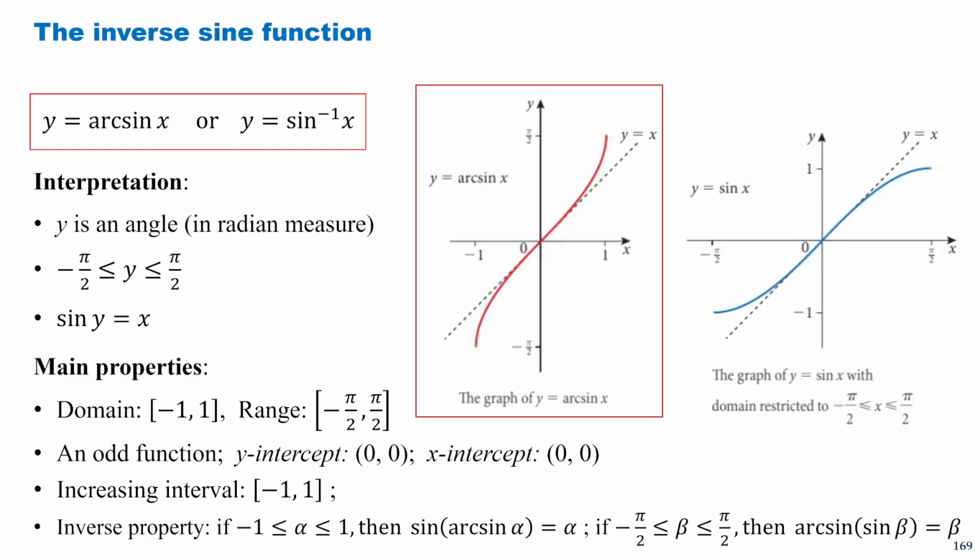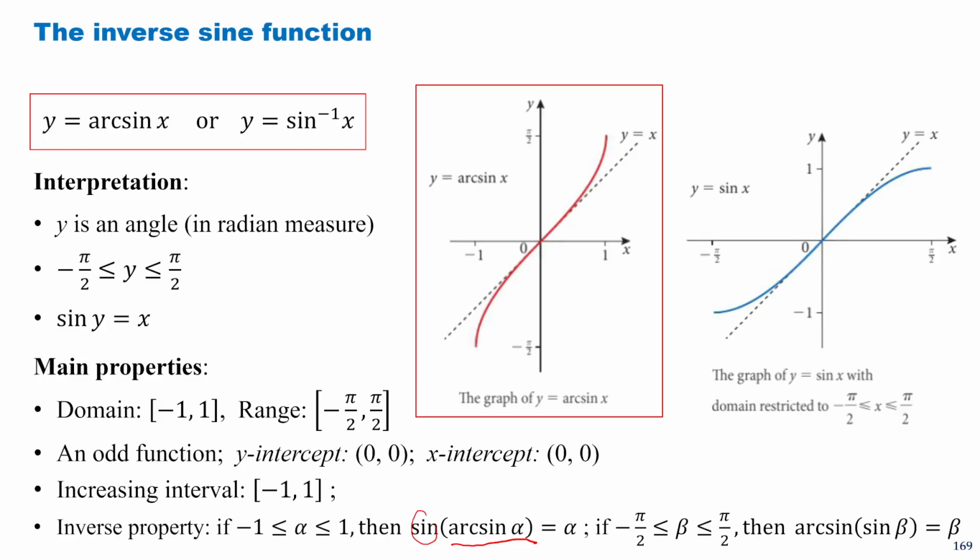And we have the following inverse property. If alpha is between negative 1 and positive 1, closed interval, then we always have sine of arc sine alpha equals alpha, because we know that's an angle between negative half pi and positive half pi such that the sine value of that angle equals alpha. Therefore, if you put another sine function in front of it, sine of that angle, of course, will give you alpha, right?